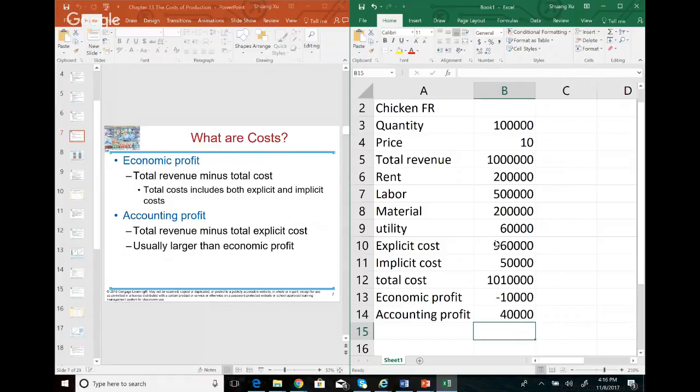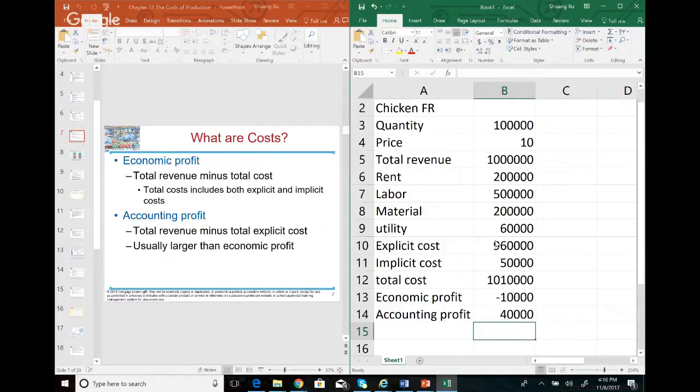Now let's think about it. Why would I have a negative economic profit here? So it's about your opportunities, right? So right now I can teach, which I'll make $50,000, or I can open a chicken fried rice business, which will make $40,000, which is better, right? Of course, teaching is better. Teaching makes more money. That's not always the case, okay? But in this case, it is.